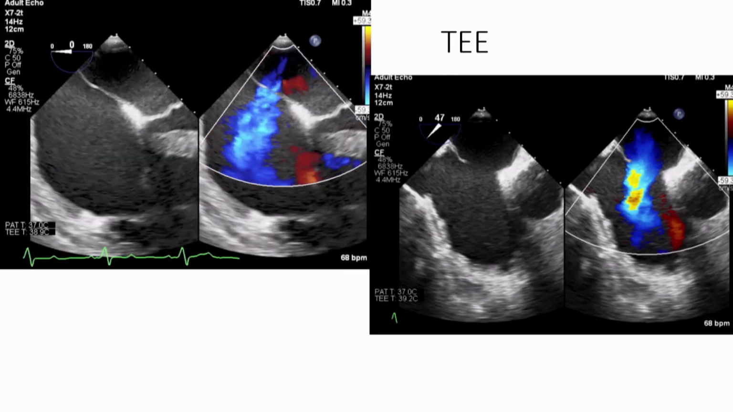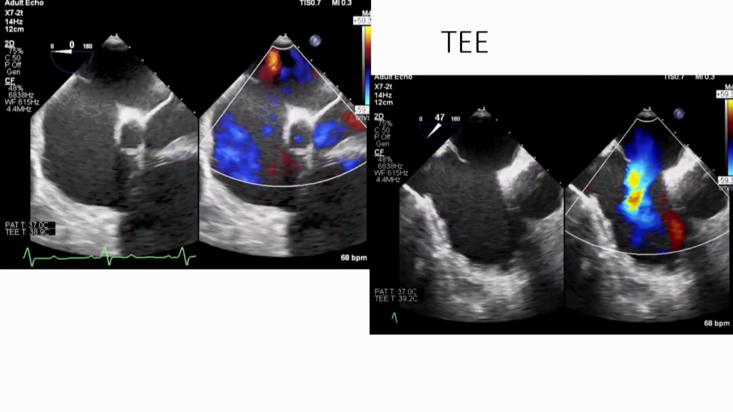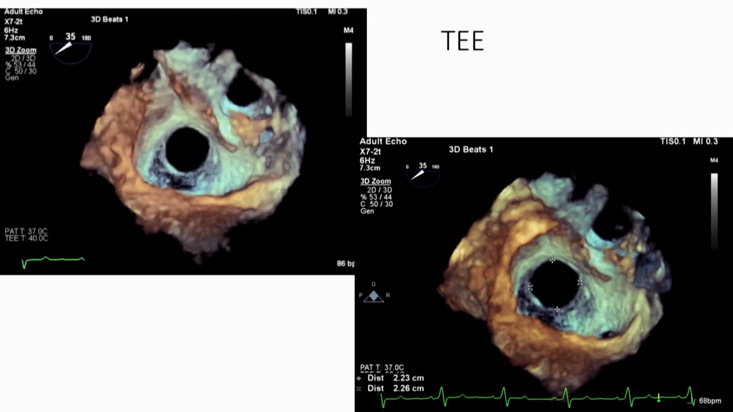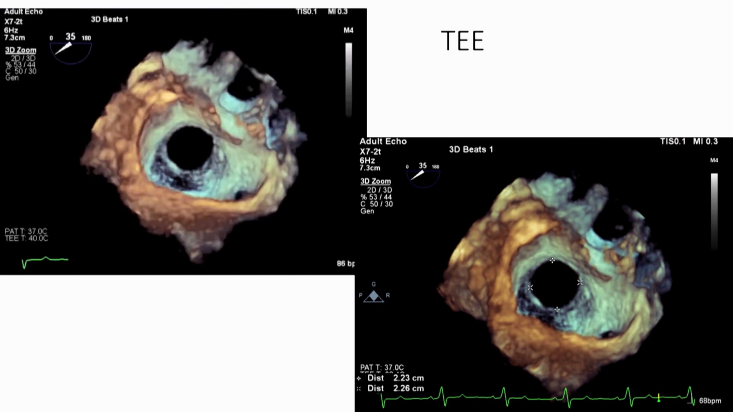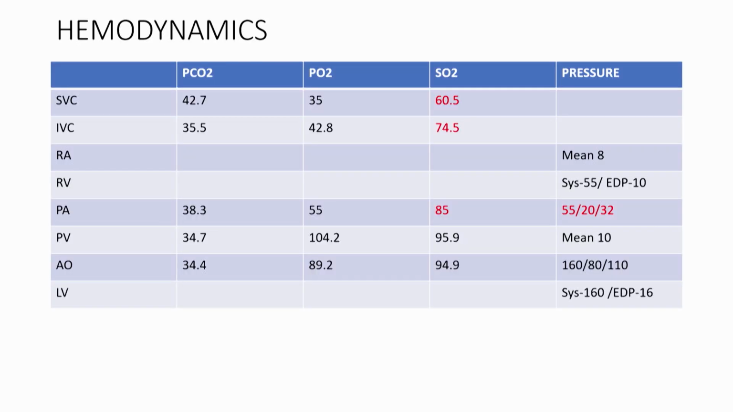This is a transesophageal echo confirming the same. The retroaortic rim is deficient, and it measured 22 millimeters on transesophageal echocardiography. These are 3D echo pictures of the ASD, which is a circular defect measuring 22 by 22 millimeters. So the diagnosis is 22 millimeter ostium secundum ASD shunting left to right with deficient retroaortic rim. Other rims are adequate, dilated RA and RV, moderate TR, trivial MR, moderate PAH, good biventricular function, no appendage clot. Today's plan is ASD device closure guided by intracardiac echocardiography.